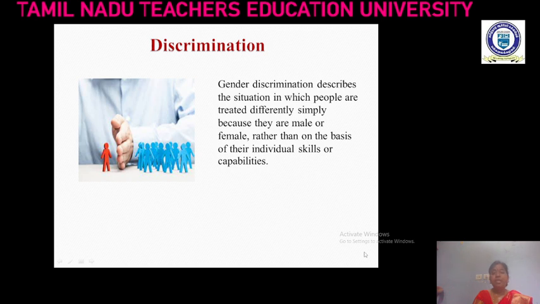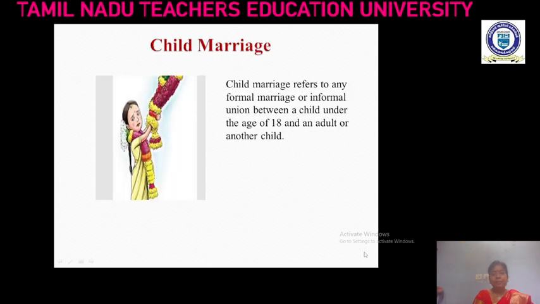Discrimination. Gender discrimination describes a situation in which people are treated differently simply because they are male or female rather than on the basis of their individual skills or capabilities. In gender discrimination, girls and women suffer most of the negative impact of rigid gender norms and roles. They are more likely to experience restriction of their freedom of mobility.